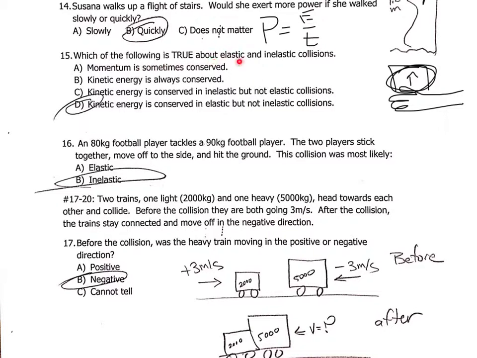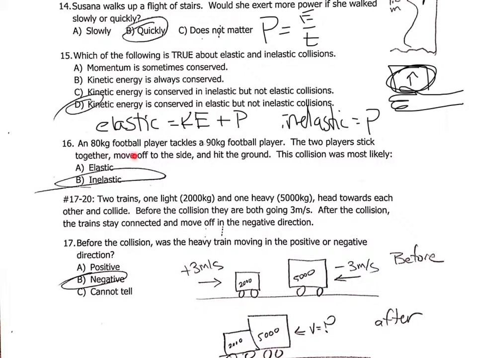15, which of the following is true about elastic and inelastic collisions? So momentum is always conserved. Kinetic energy is only conserved in elastic collisions. So in elastic, we have kinetic energy and momentum conserved, whereas in inelastic, it is only momentum that is conserved.